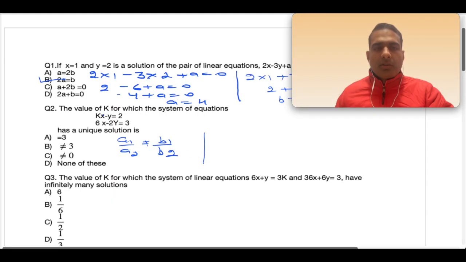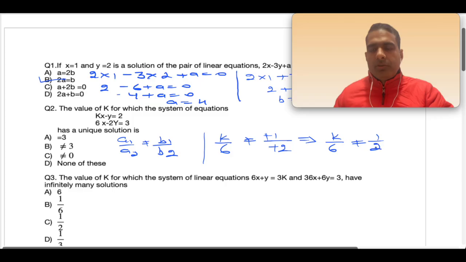So from here the coefficients of x are k and 6, so it will be k by 6 should not be equal to the coefficient of y, we have to be careful here, we have to take with sign. So coefficient of y is minus 1 and coefficient of y is minus 2. So minus can be cancelled out. So from here we get that k upon 6 should not be equal to 1 by 2. And if we cross multiply, because 6 is positive, so we can cross multiply, k should not be equal to 6 by 2, that is 3.